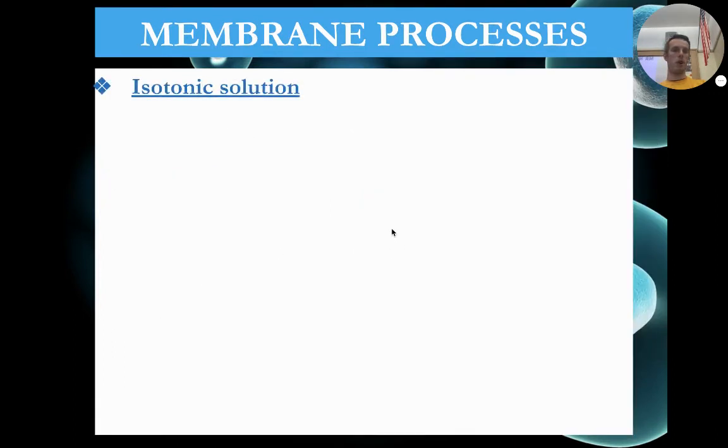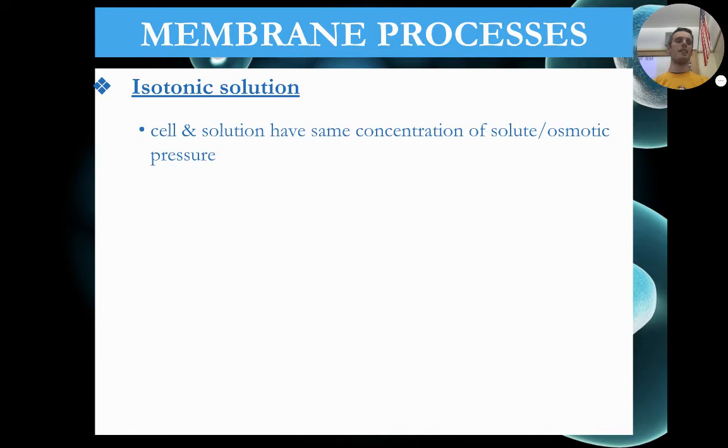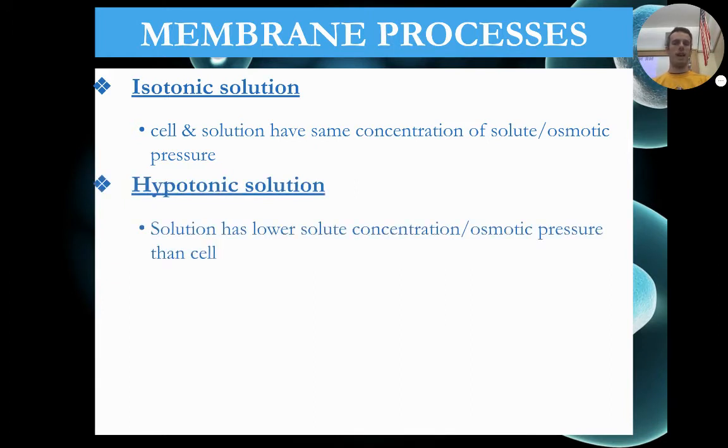So that brings us to three terms for solutions in which a cell or egg or whatever can be put into that will determine the movement of the water through osmosis. So if it's an isotonic solution, iso means equal, so on either side the concentration is going to be equal, so there's going to be no overall movement of water. A hypotonic solution is a solution that has a lower solute concentration, so its osmotic pressure is going to be lower, meaning that the water is going to flow into the cell, and as a result, the cell will expand because of the added water.